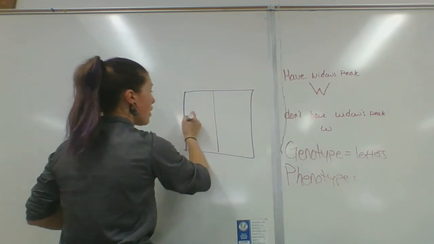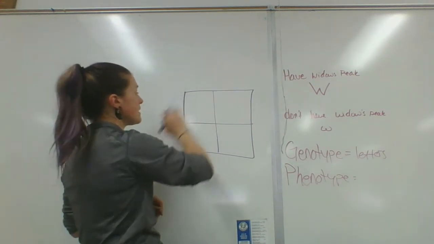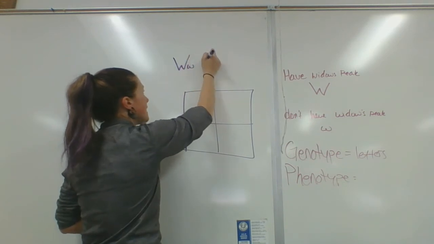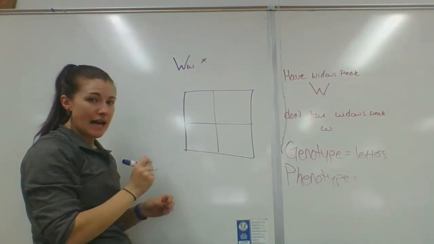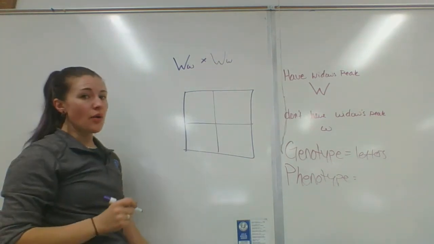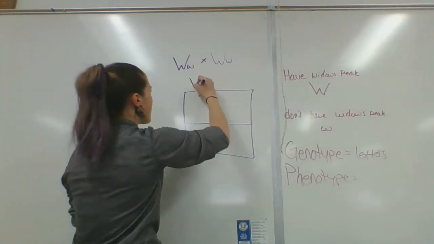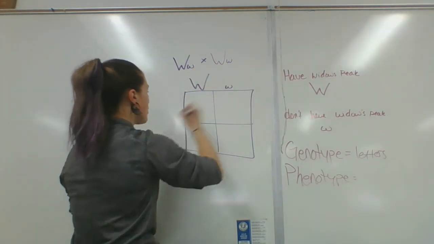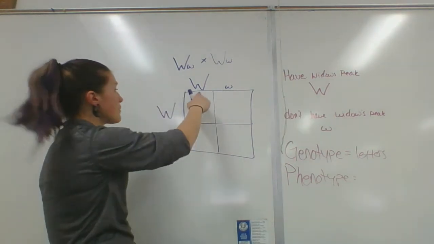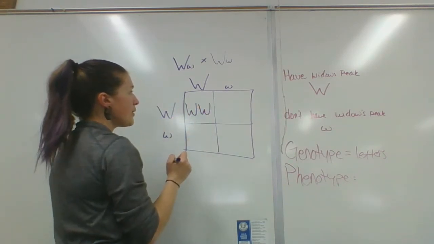If I'm making a Punnett square of this trait, I'm going to put one parent on top and one on the side. We know that my dad is what we call heterozygous. Hetero means different. And my mom is also heterozygous. So we are going to put those on the top and side of our Punnett square. Capital, lowercase, capital, lowercase.